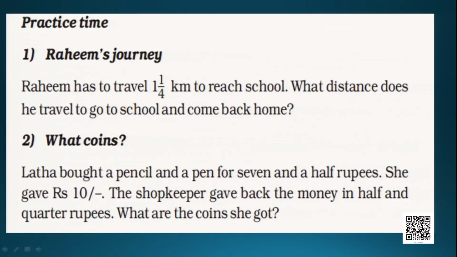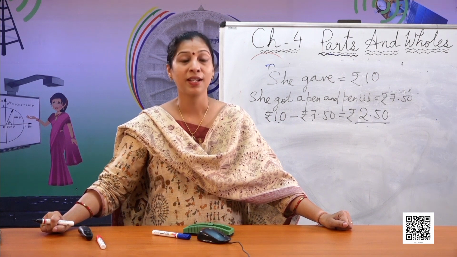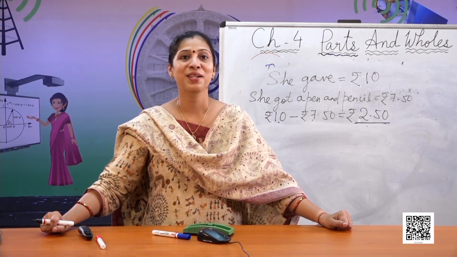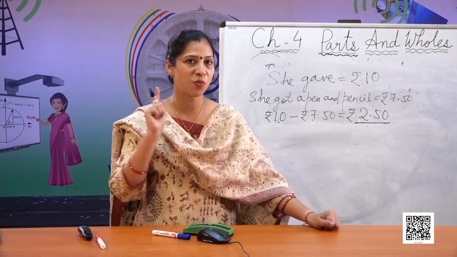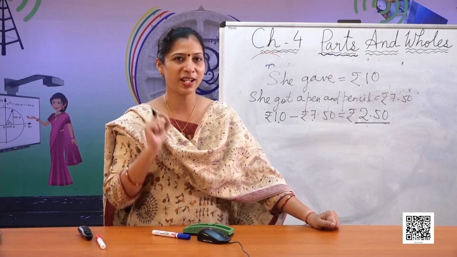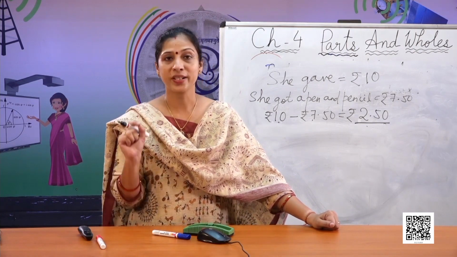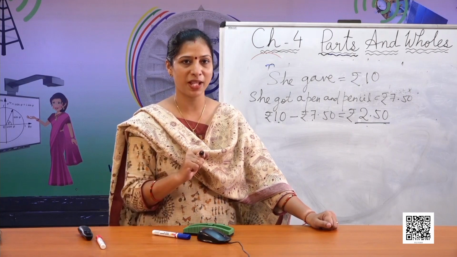Okay, so now she has got 2 rupees and 50 paise back, and the shopkeeper gave back the money in half and quarter rupees only. So children, what is half of a rupee? Half of a rupee is 50 paise. And what is quarter of a rupee? Just now we learned quarter of a rupee is 25 paise.